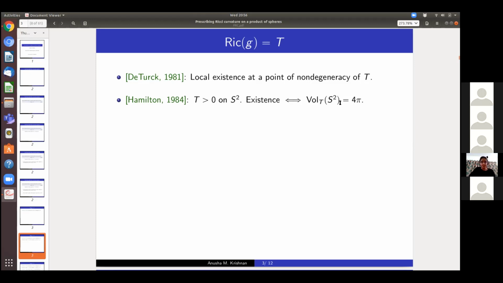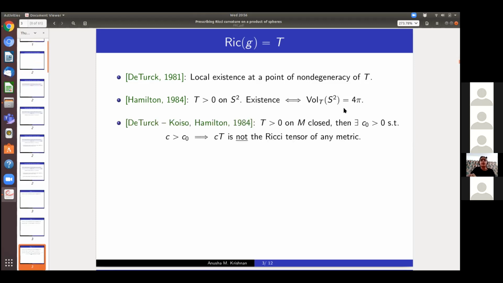has volume pi, is of, due to DeTurck, Koiso, and independently Hamilton, says that if T is a metric on a closed manifold, then it's possible to scale T beyond a certain level so that it is not the Ricci tensor of a metric.